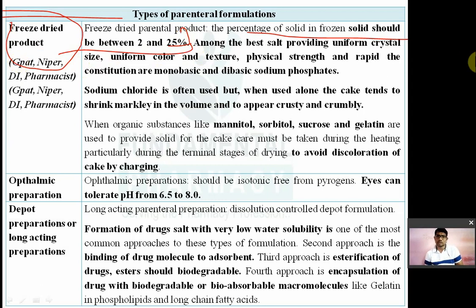Now, amongst these, suppose that आपका ड्रग बहुत ही कम क्वांटिटी में, if your drug is light, like if your drug dose is 1 milligram or 2 milligram, so you cannot make that injection. Okay, so for that you have to increase the bulkiness of that, you have to use various kind of additives, okay, or bulking agent. So among the best, salt providing the uniform crystal size, uniform color and texture, physical strength and rapid reconstitution. They are nothing but the monobasic and dibasic calcium phosphate.